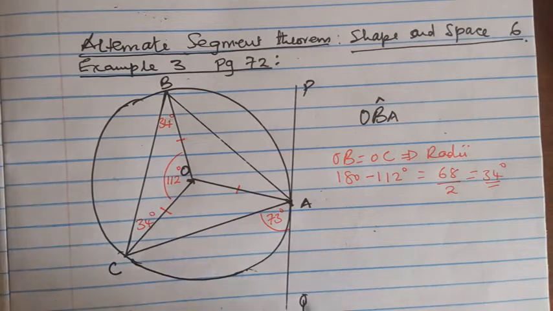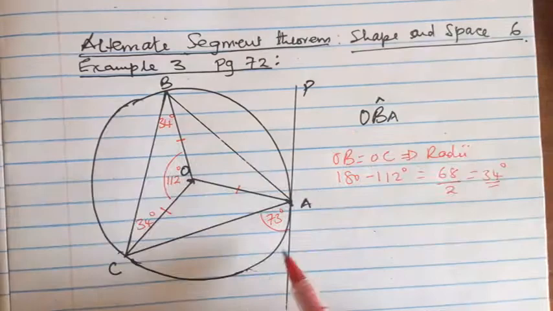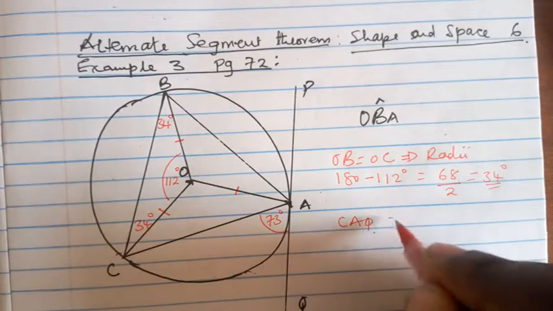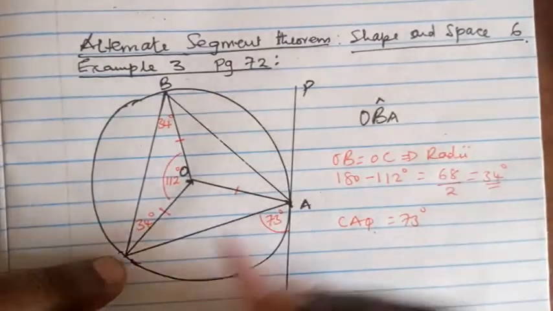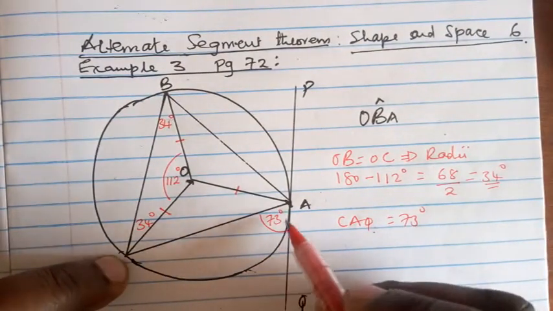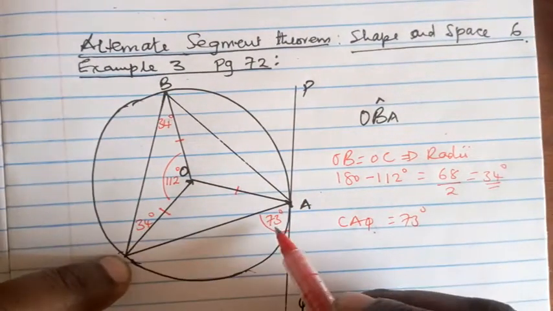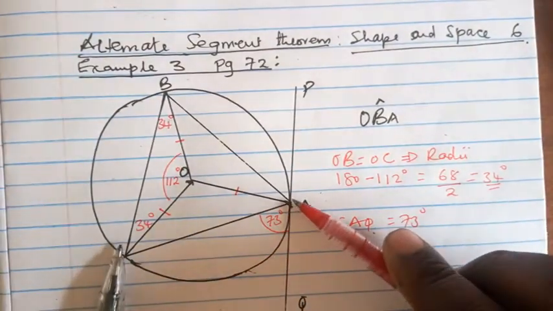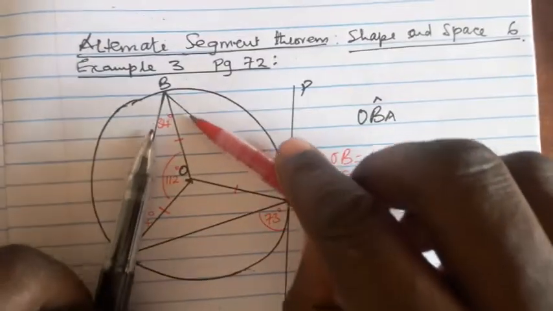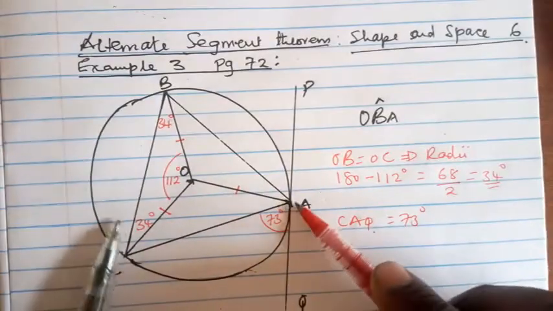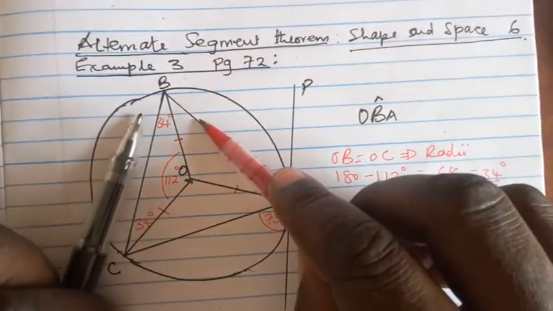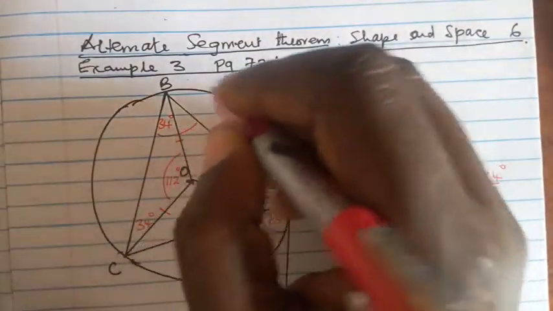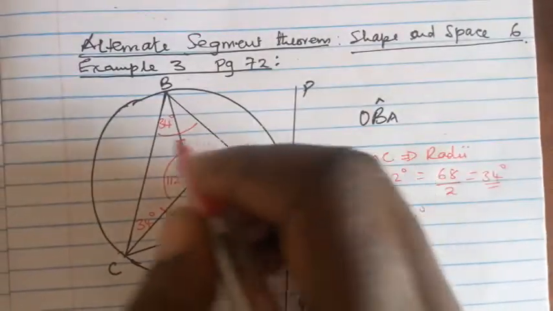Having said that, you would also know that angle CAQ is 73 degrees. It is the angle between this tangent and this chord. This is the angle between the tangent and the chord in the minor segment. The same chord is seen to subtend that angle in the major segment. If you work with this chord to the circumference, it will take you here, and that is the angle. We are saying the whole of this angle is 73 degrees.